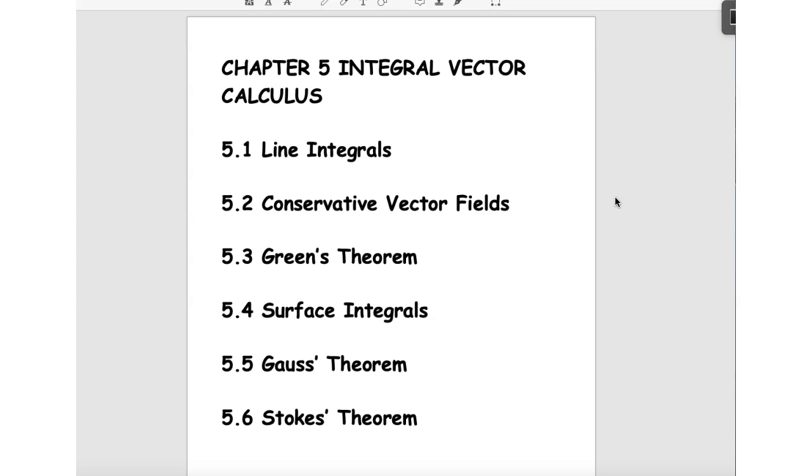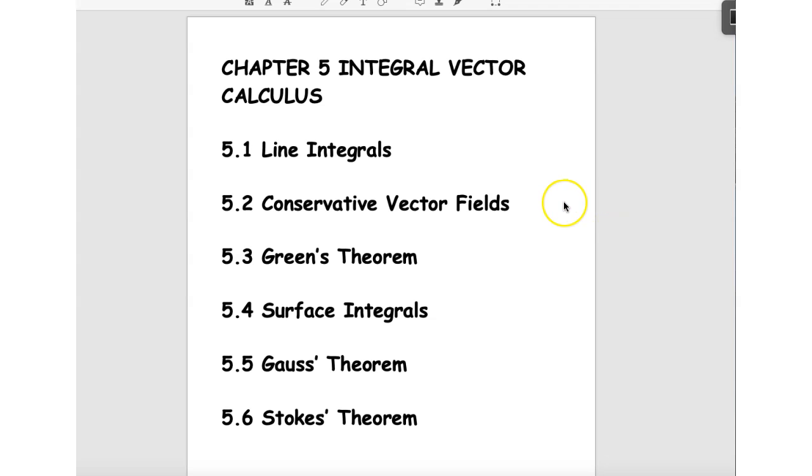As in chapter 4, I already introduced you to some of the important things in vector calculus, where you have done differentiating some of the vector functions and sketching of the vector functions and so on. So now we extend the important things in vector calculus, where it is about the integral of the vector function.